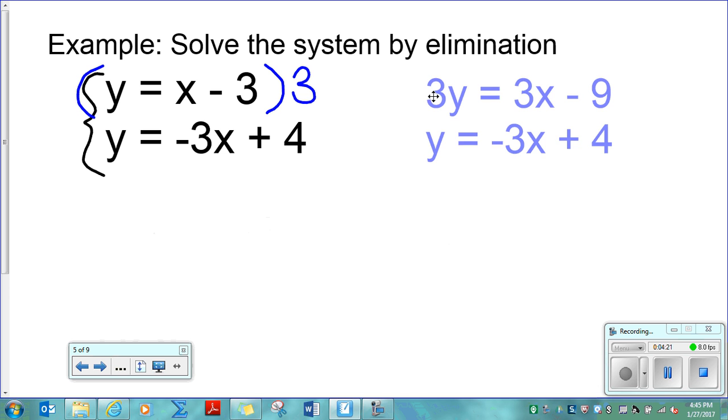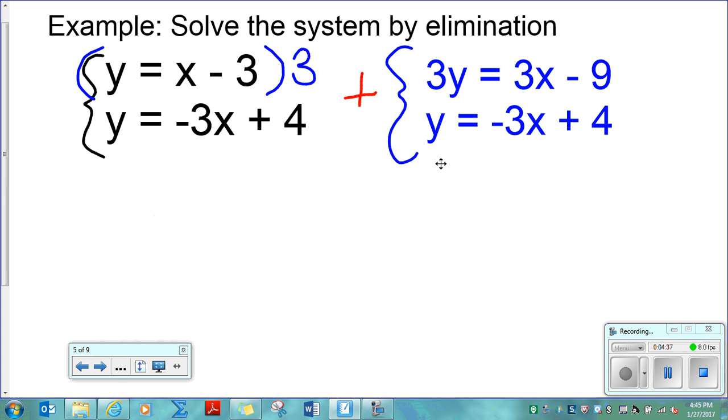So then it comes out to be 3y equals 3x minus 9, and y equals negative 3x plus 4. They're lined up, and my x's have opposite coefficients. So when I go ahead and add them together, 3y and y become 4y, and the x's cancel out. Negative 9 plus 4 gives me 5.